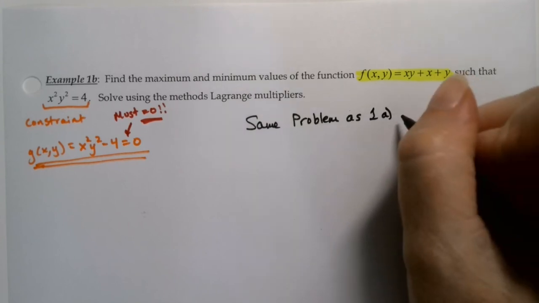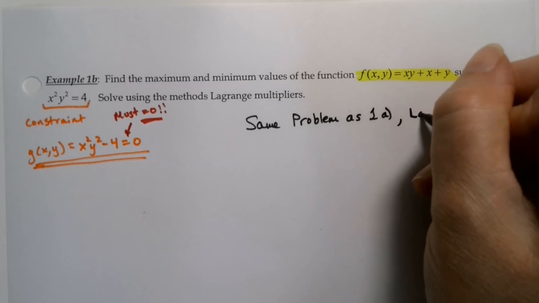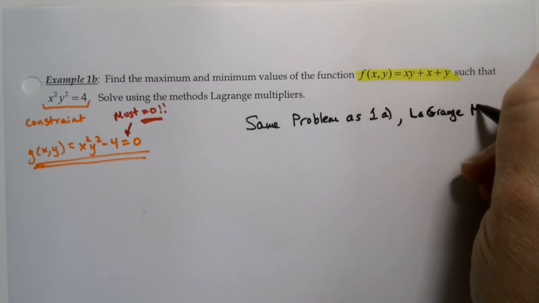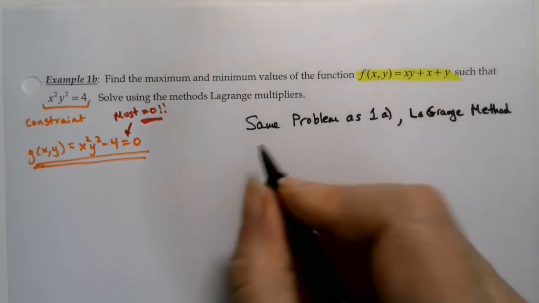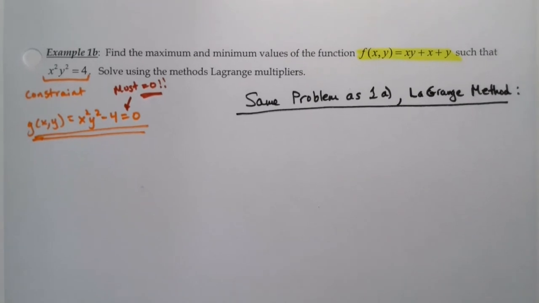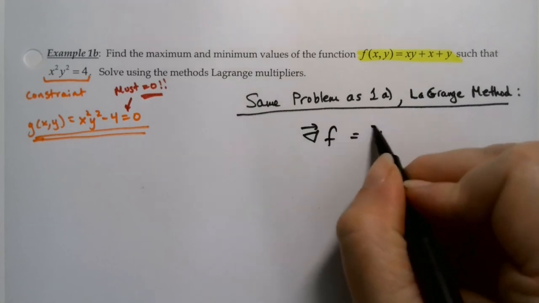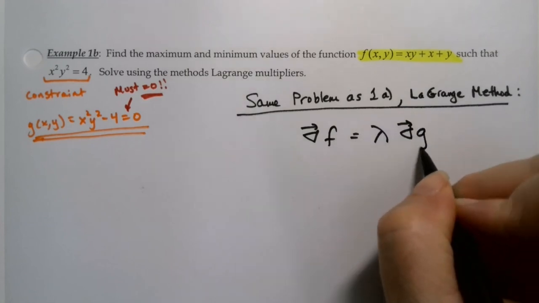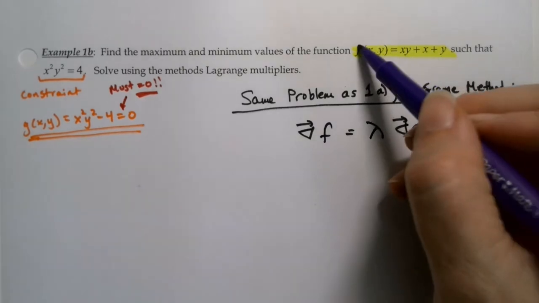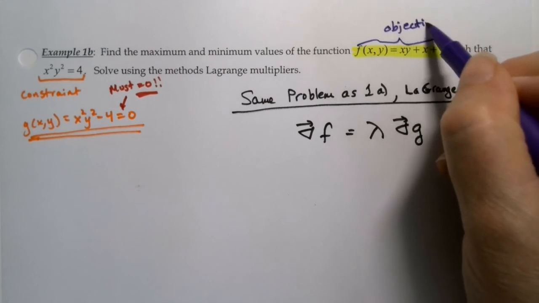So we know what the answer is going to be. It's going to be square root of 2 and square root of 2 and so on. I think I spelled Lagrange slightly wrong. I think it's supposed to be lowercase g. All right. Well, Lagrange method says that the gradient of f is equal to lambda times the gradient of g, where f is the objective function right here, and g is that constraint function. But the constraint function has to be set equal to 0.